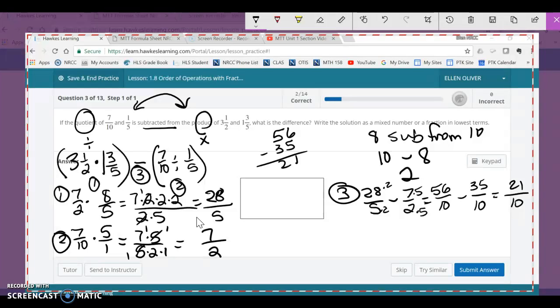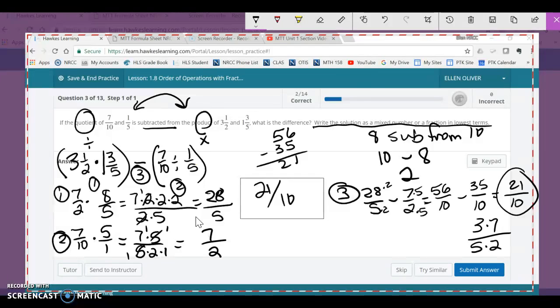And it says write the solution as a mixed number or a fraction, so I should be able to leave it like that. And in my head, I'm changing 21 to 3 times 7 and 10 to 5 times 2 to check if there's any canceling. And there's no canceling, so 21/10 is my final answer.